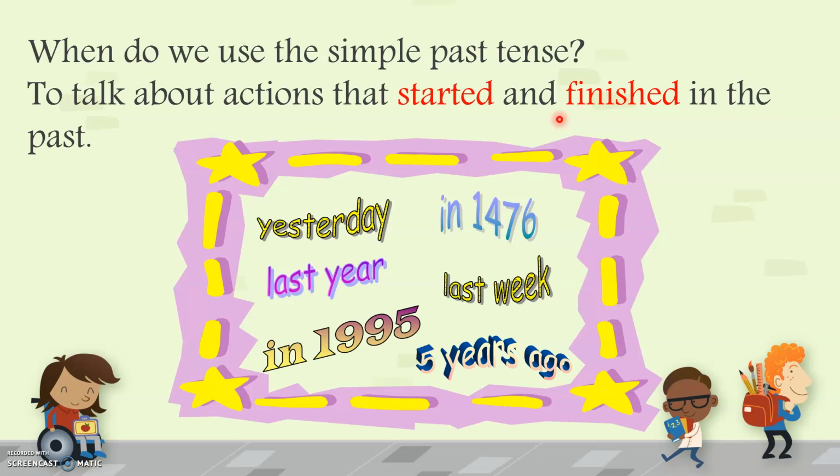Some of the keywords that usually we see in the sentence, these keywords indicate the simple past tense, like for example, yesterday, last year, last month, last week, 5 years ago, 2 years ago, 1 minute ago, in 1995. So if we are talking about a period of time in the past, we need to use the simple past tense because the simple past tense is about actions that started and finished in the past.